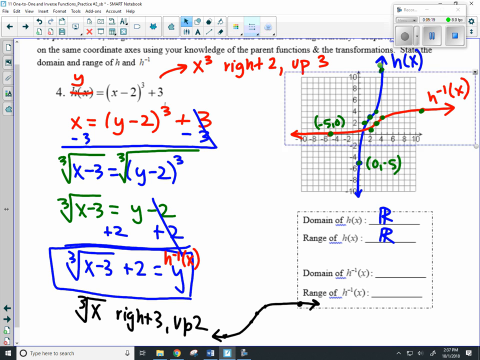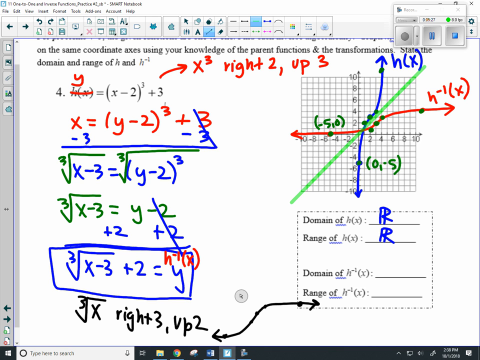I'm also going to draw on the line y equals x, top right to bottom left, and make sure that where they intersect is on that line. And right there. All right, so all three should overlap at the same time. All right, last part of this, domain and range of your inverse. If you look at the red graph, your domain is all reals, and so is your range.